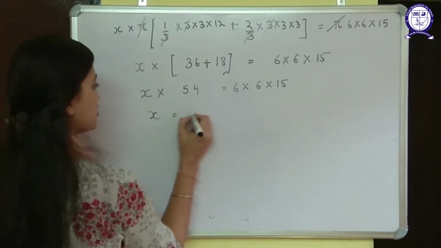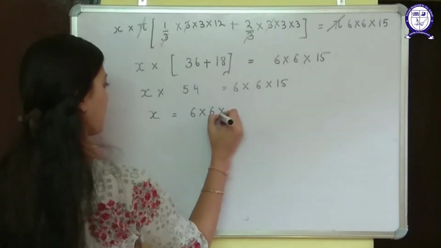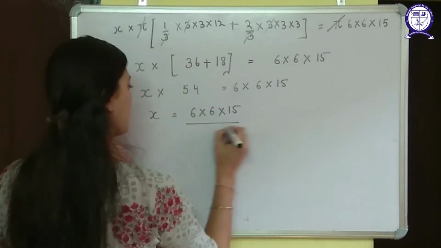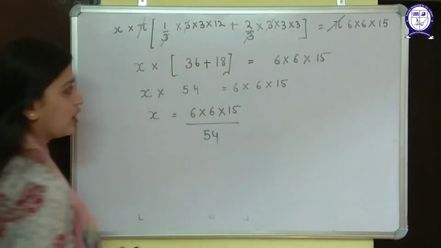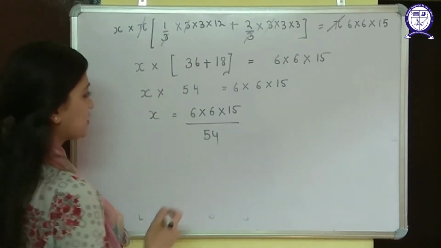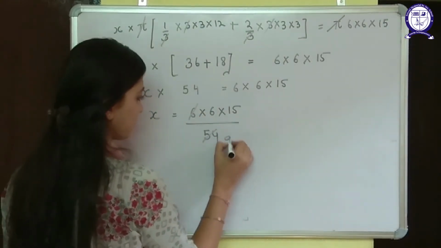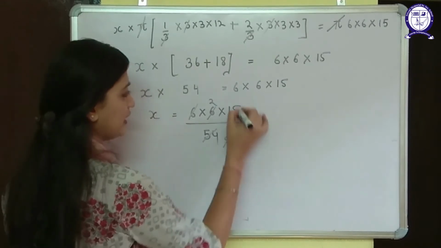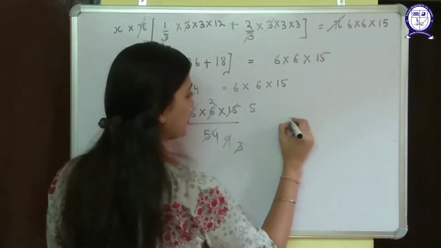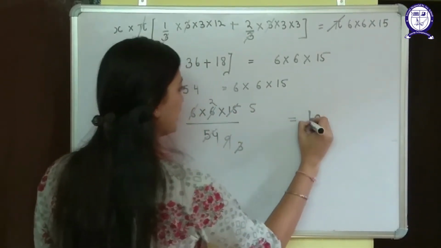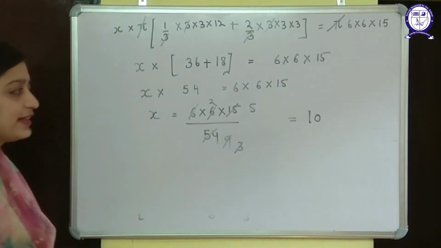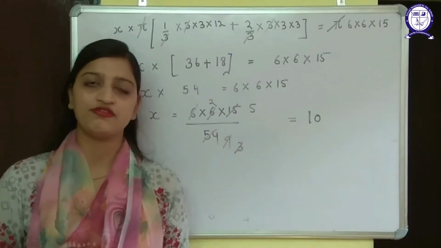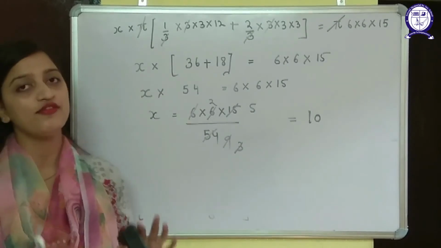So x is equal to 54. So now let's cut them. This is at 9. Then this is at 2 and 3. Then 3 and 15 at 5. X will be equal to 10. This means that 10 ice cream cones can be filled with the container of ice cream.